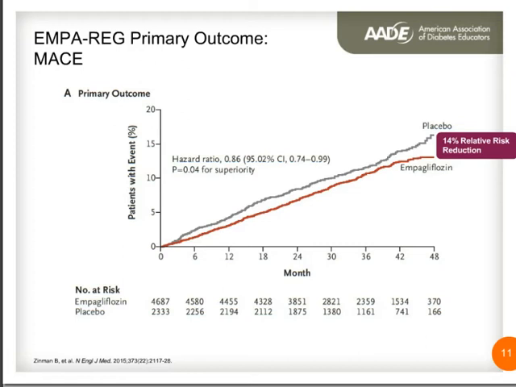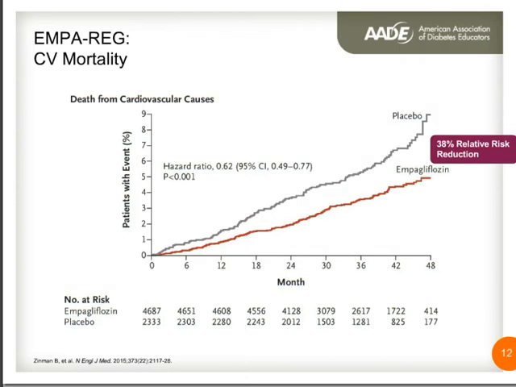As we looked further down into these results, what was driving the MACE? I mentioned that there were the components, CV death, MI, and stroke. Well, when they looked at those results together, the MI and stroke really were not contributing to the overall MACE results, but cardiovascular death was.